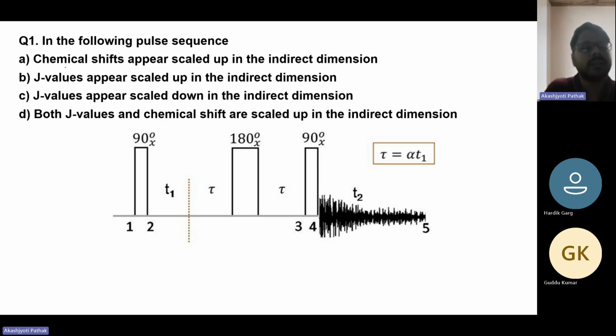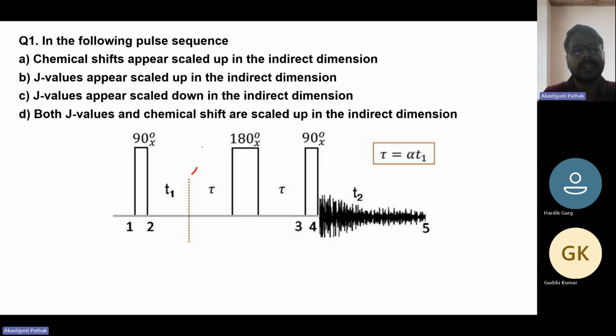Okay. So based on what we discussed just now, try to solve this question for the following pulse sequence. You see here in this figure the pulse sequence is given. It is a 90-degree X pulse, following which there is a T1 time period, then tau, 180-degree X, tau, 90-degree X, and the T2 period.